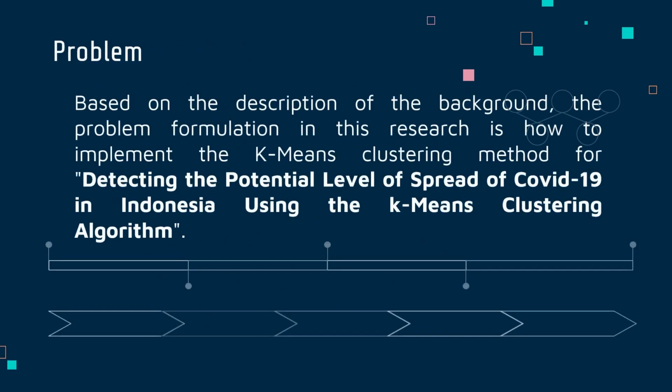Problem. Based on the description of the background, the problem formulation in this research is how to implement the K-means clustering method for detecting the potential level of spread of COVID-19 in Indonesia using the K-means clustering algorithm.